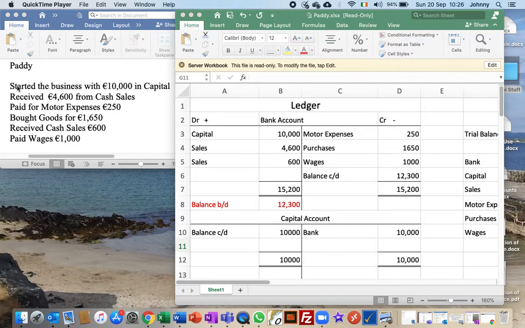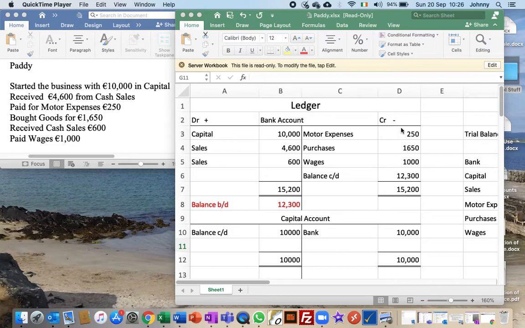So first of all, this is a brand new business, and for this we're just going to ignore dates for now. So this guy started the business with 10 grand capital. Our bank account shows money in, money out. So the debit side is the money inside, the credit side is the money outside. So when 10 grand is put into the business, that's on the debit side, we're getting more money. Same way when we earn money from sales, because there's two different sales here, those are put in on the debit side.